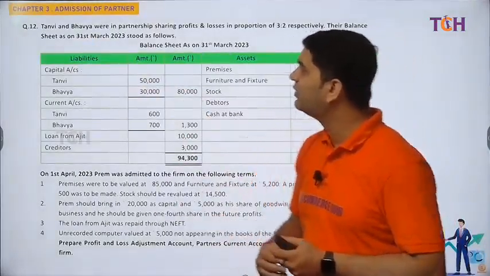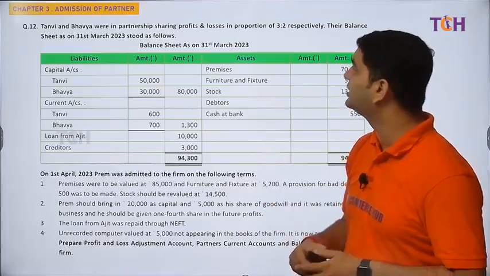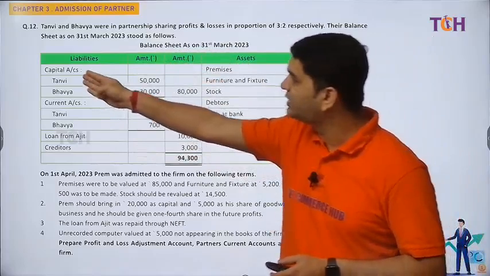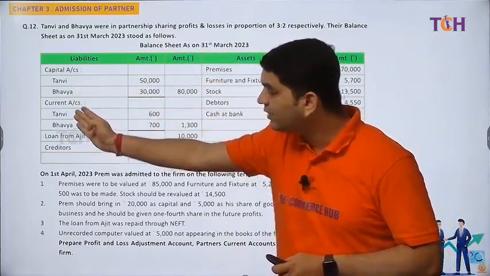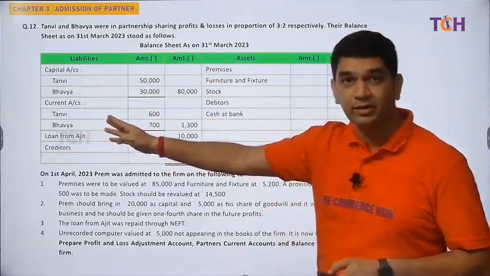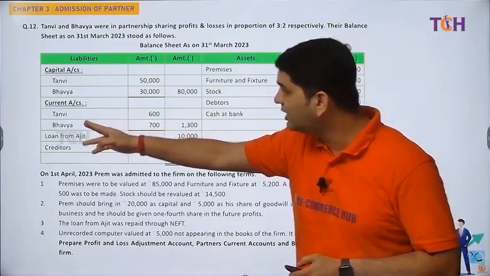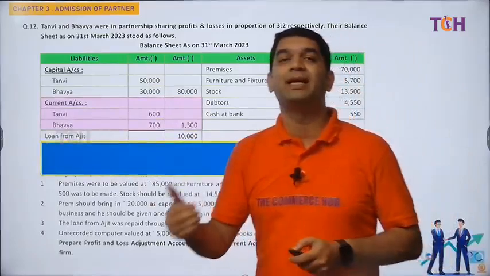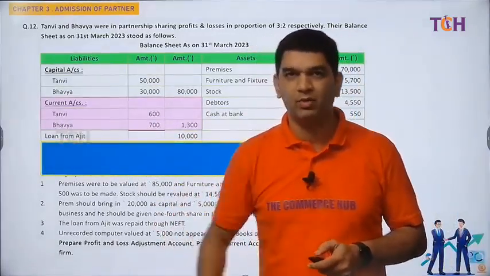Tanvi and Bhavya were in partnership sharing profit and losses in the proportion of 3:2. The balance sheet is as follows. So this is the balance sheet. We have capital accounts of partners. We also have current accounts of partners. Now, if we are having current account, obviously we will not be preparing a separate capital account. We will prepare current account itself.